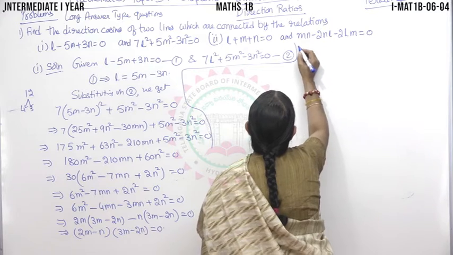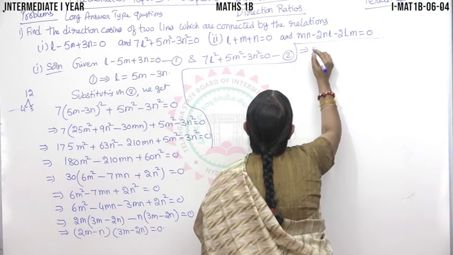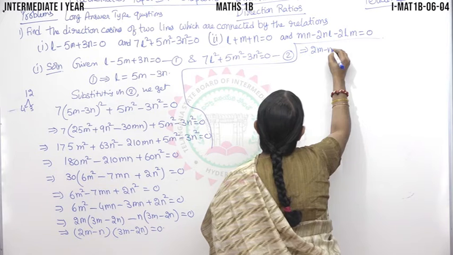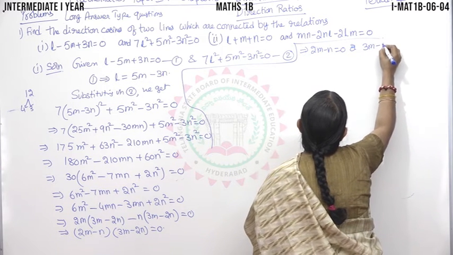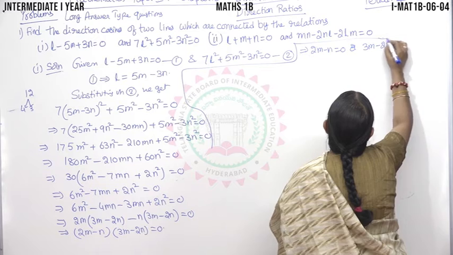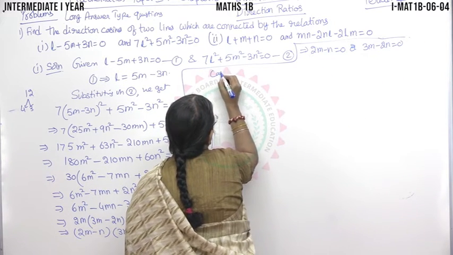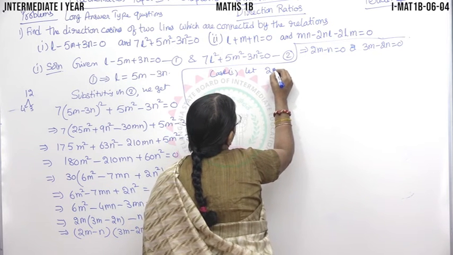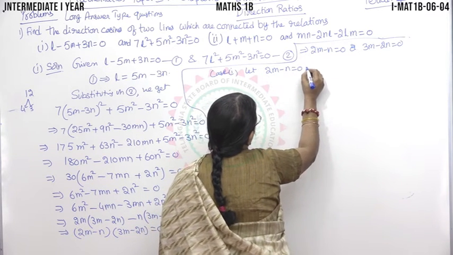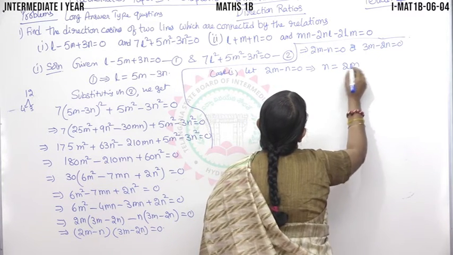So it implies, I'll write here, 2m minus n is equal to 0 or 3m minus 2n is equal to 0. Now we'll take 2 cases. Case 1. Suppose that 2m minus n is equal to 0. So then you will get n as equal to 2m.